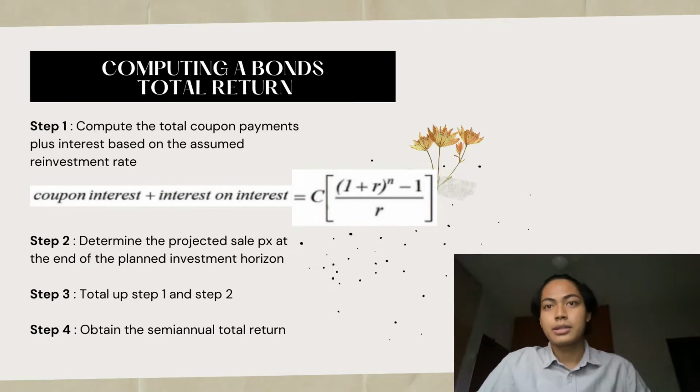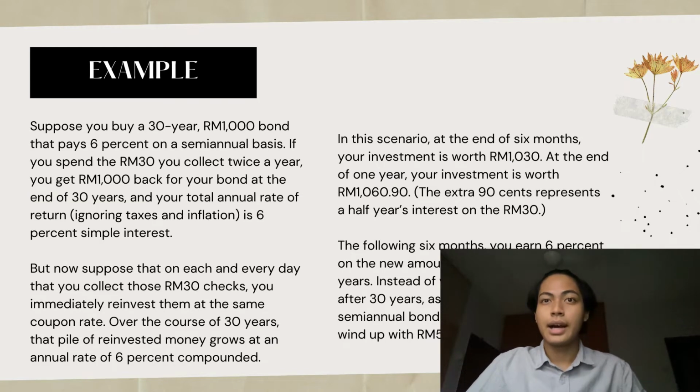The second step is to determine the projected sale price at the end of the planned investment horizon. It will depend on the projected required yield at the end of the planned investment horizon. The third step is to total up step 1 and step 2. The final step is to obtain the semi-annual total return. Now, I am going to give an example.